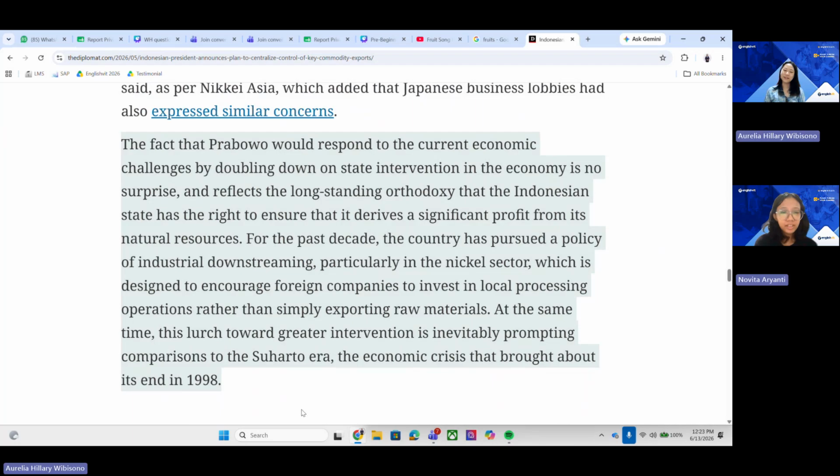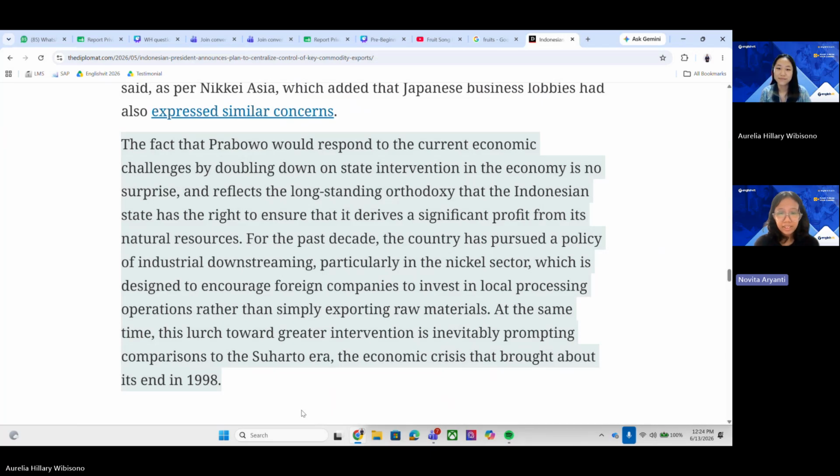Okay, and then this one. The fact that Prabowo would respond to the current economic challenges by doubling down on state intervention in the economy is no surprise, and reflects the long-standing orthodoxy. Orthodoxy. I think I'm familiar with this, but somehow I forgot the meaning of this word. Orthodoxy means you don't want to hear anyone. Tone deaf. Oh, okay. Thank you. Orthodoxy that the Indonesian state has the right to ensure that it derives a significant profit from its natural resources.